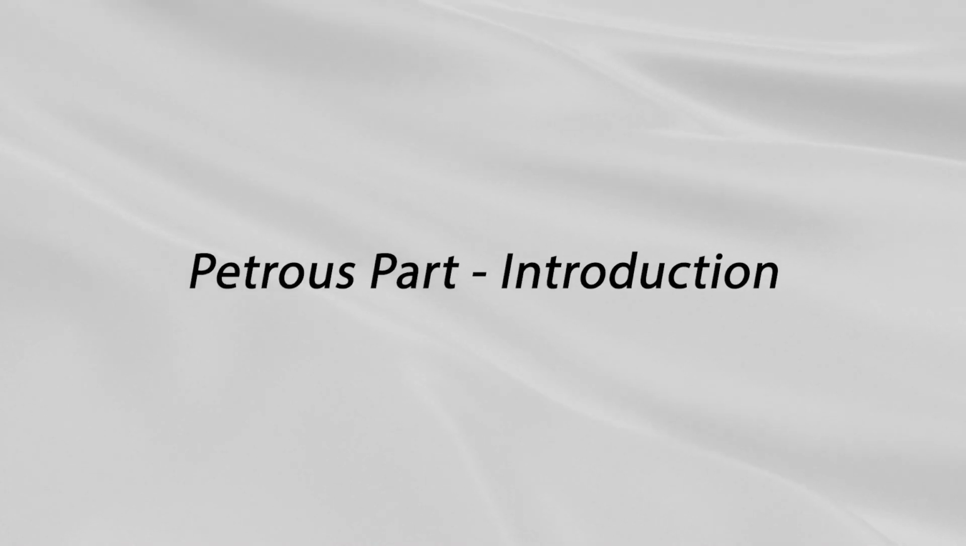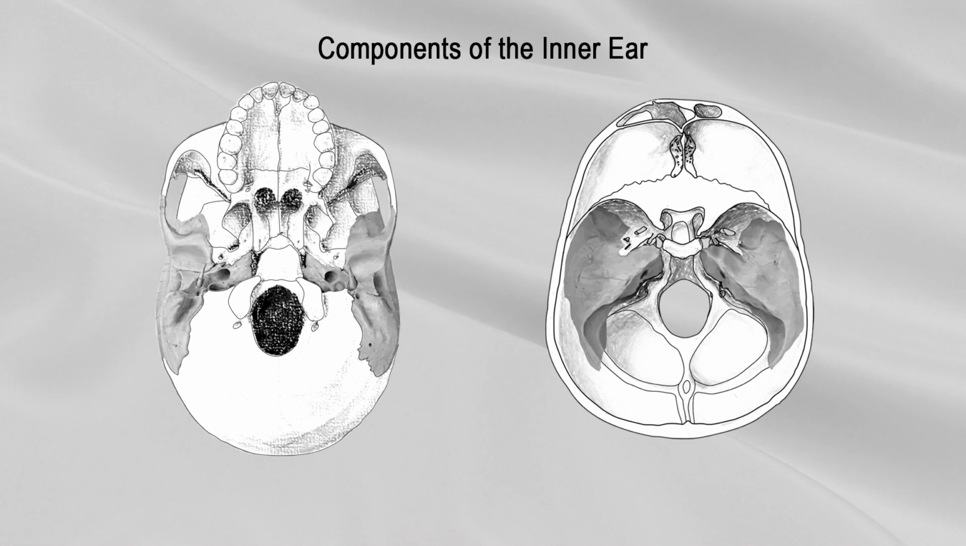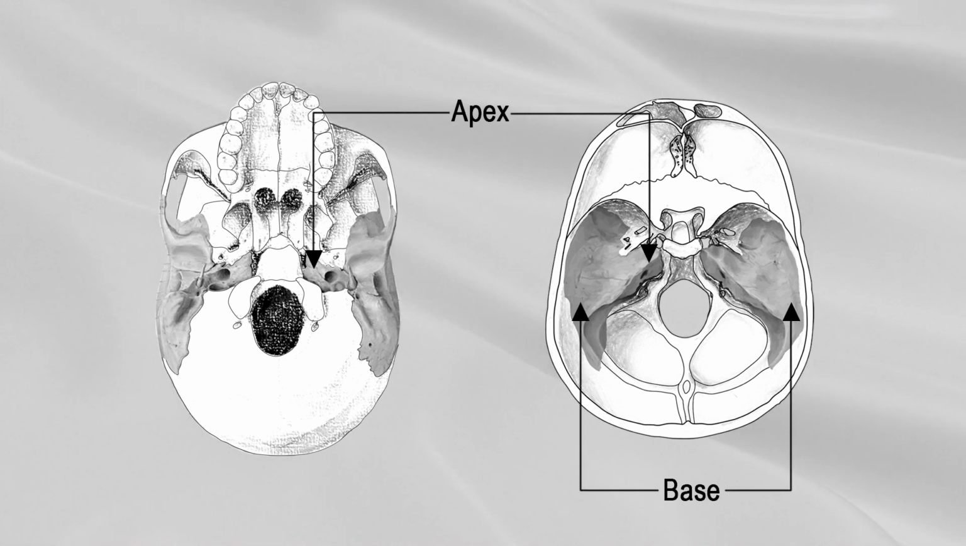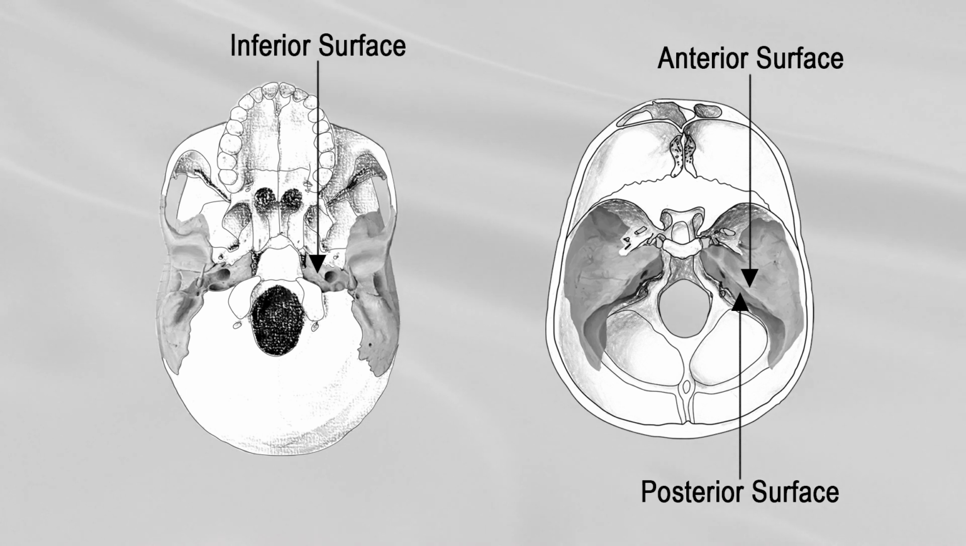Temporal Bone, Part 2. Petrous Part. Introduction. The petrous part contains, in its interior, the components of the inner ear. It consists of an apex, a base, and three surfaces: anterior, posterior, and inferior.